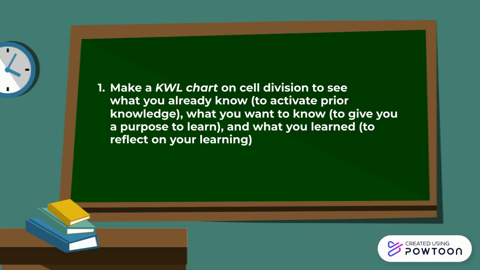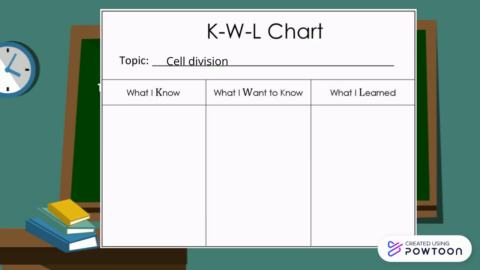Start off by taking a piece of paper and splitting it into three sections. The first section will be what you know, labeled with a K. This activates your prior knowledge. The next section will be what you want to know, labeled with a W. This section will hopefully give you encouragement and a purpose to learn. The last section, labeled with an L, is what you learned.